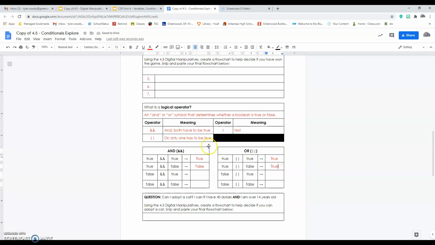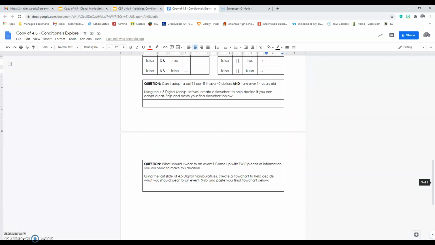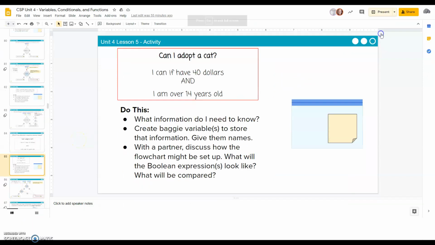Hope this makes sense to you guys. Just know that if you see an and sign like this, both statements on the sides have to be true to make the whole expression true. If you see an or sign, only one thing has to be true, okay? All right, so you guys can finish that part. The next part you guys are going to do, I'm going to actually show you on my notes.